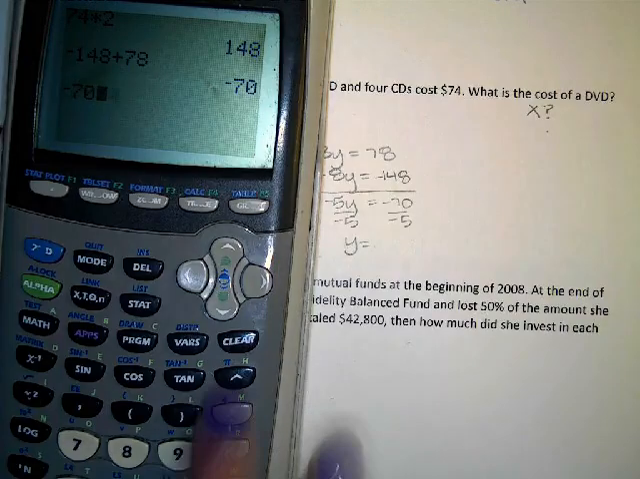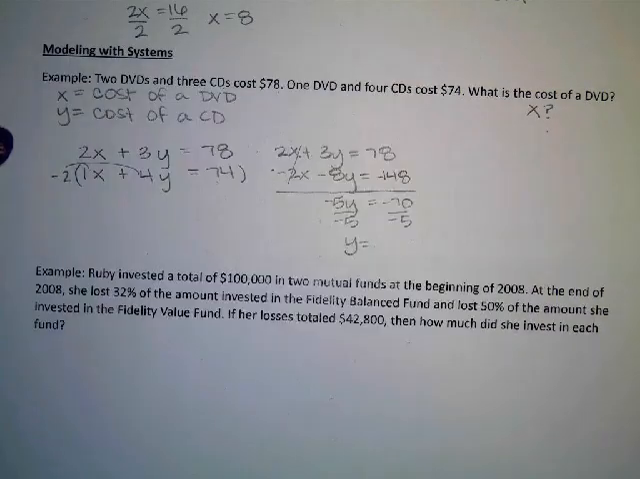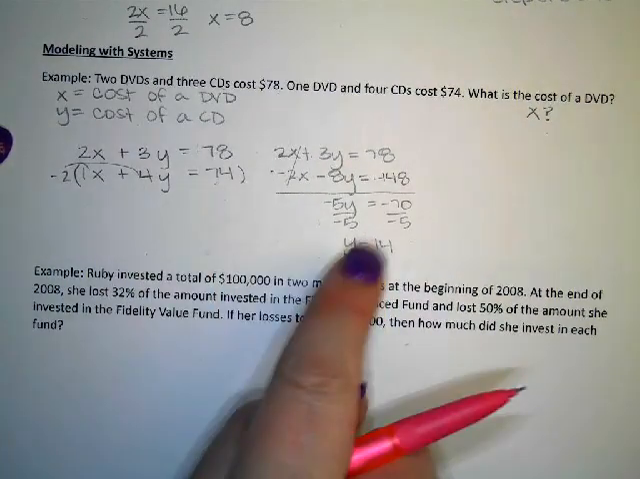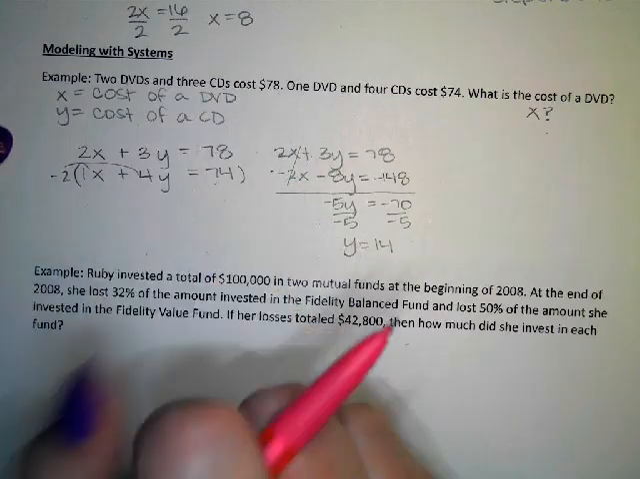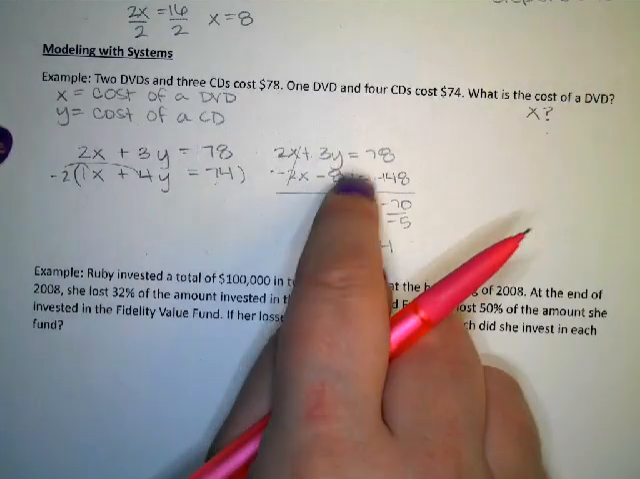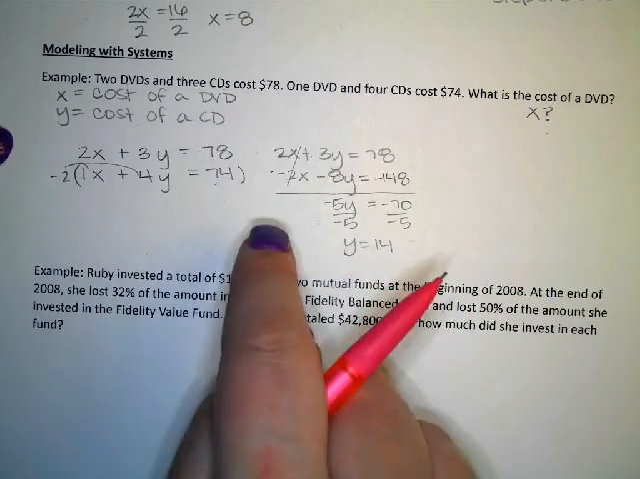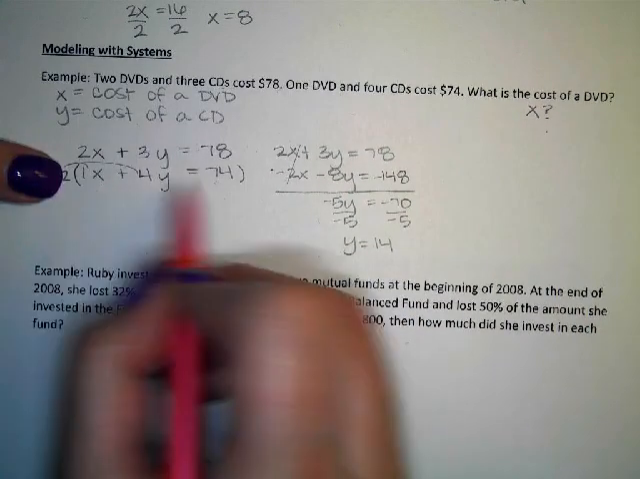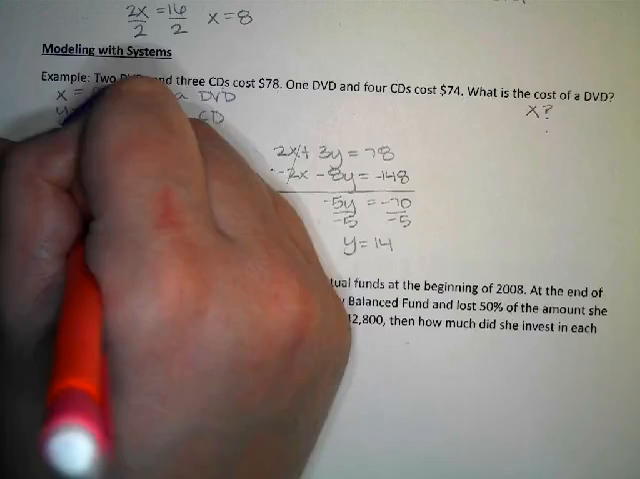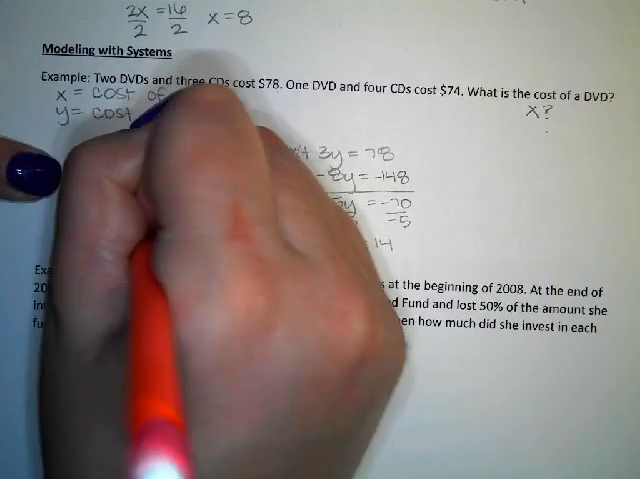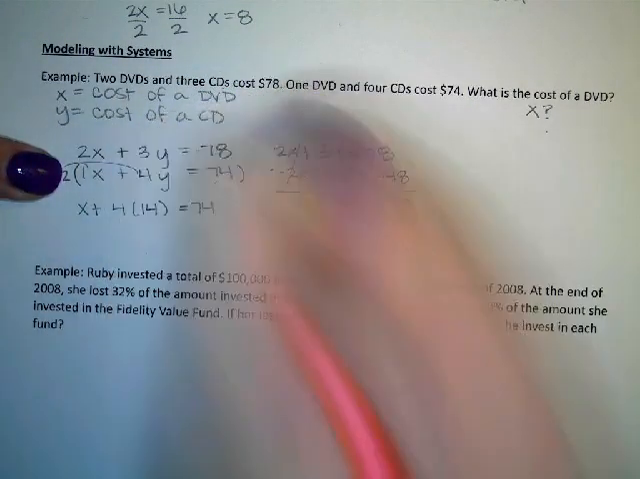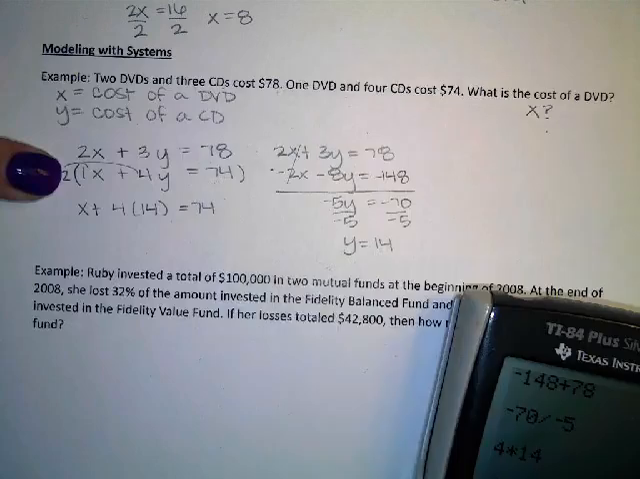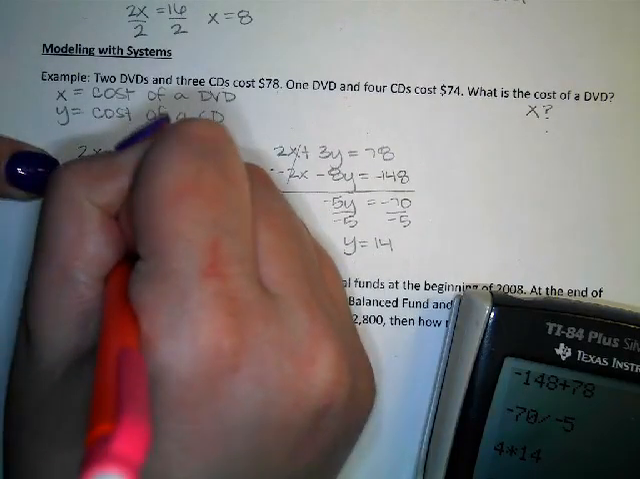Okay, and then to find the x value, you can take that y value and plug it into either equation. It doesn't matter. This equation, this equation, this equation, this equation. They're all going to give you the same answer. So I'm going to plug it into this one because it looks the easiest to me. So x plus 4 times 14 equals 74. 4 times 14 is 56. And then I'll go ahead and subtract the 56 to see what the x is.